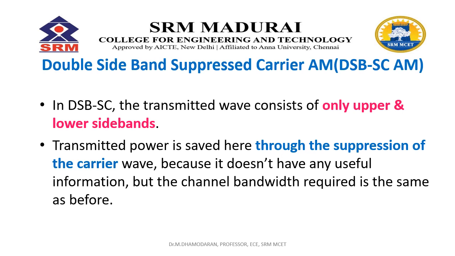Similarly, we can also generate double sideband. We have both the upper sideband and the lower sideband in the AM waveform. The transmitted power is saved here through the suppression of the carrier wave, because it doesn't have any useful information, but the channel bandwidth required is the same as before. This will consume more power because we are getting both sides of the waveform, the upper side and the lower side.